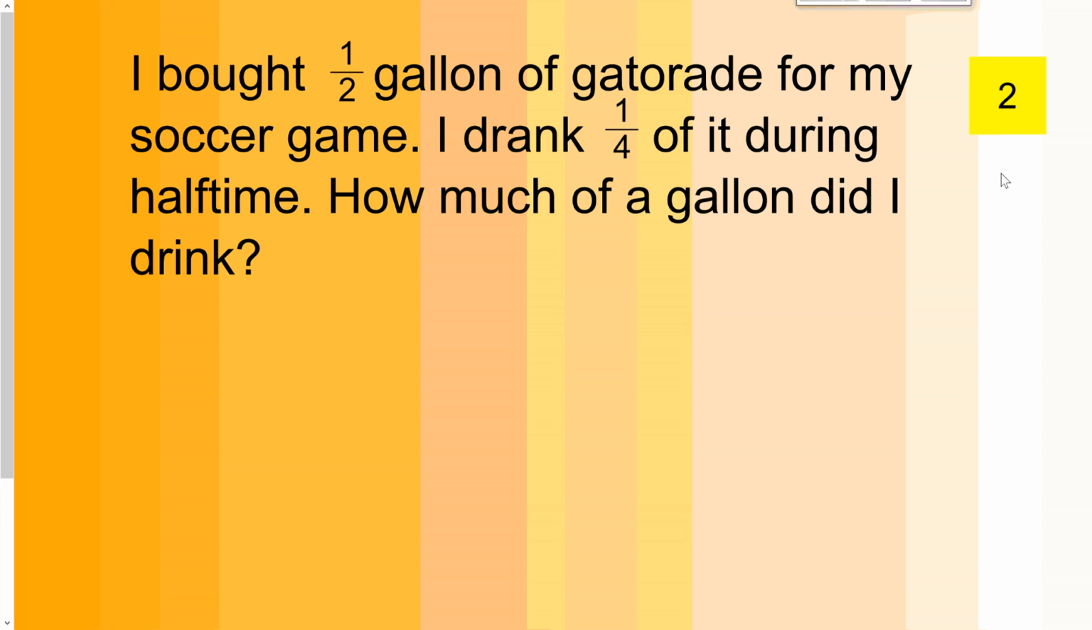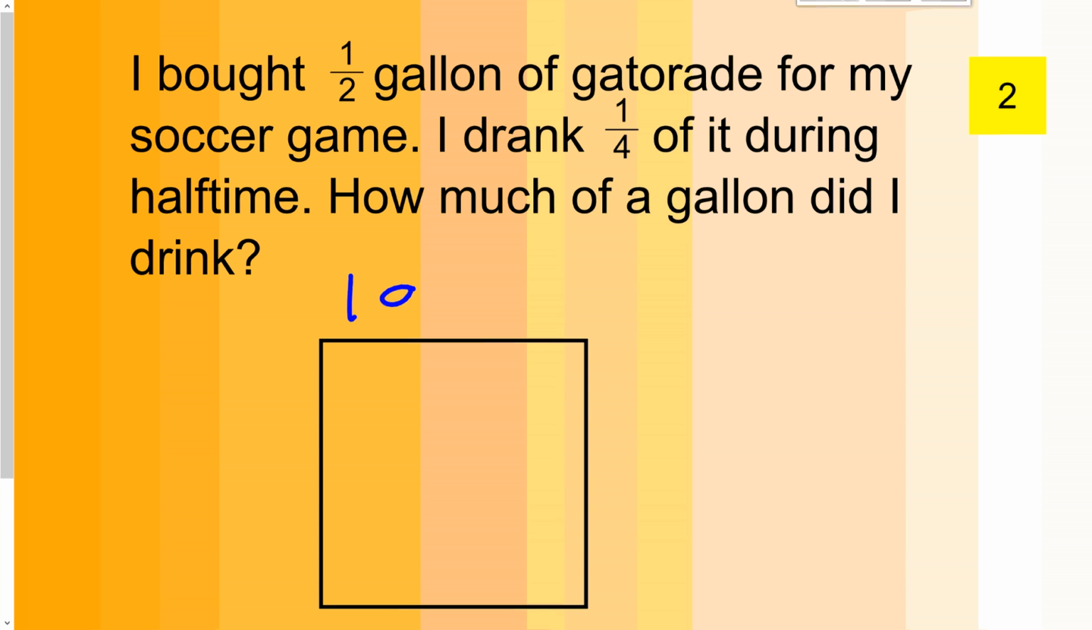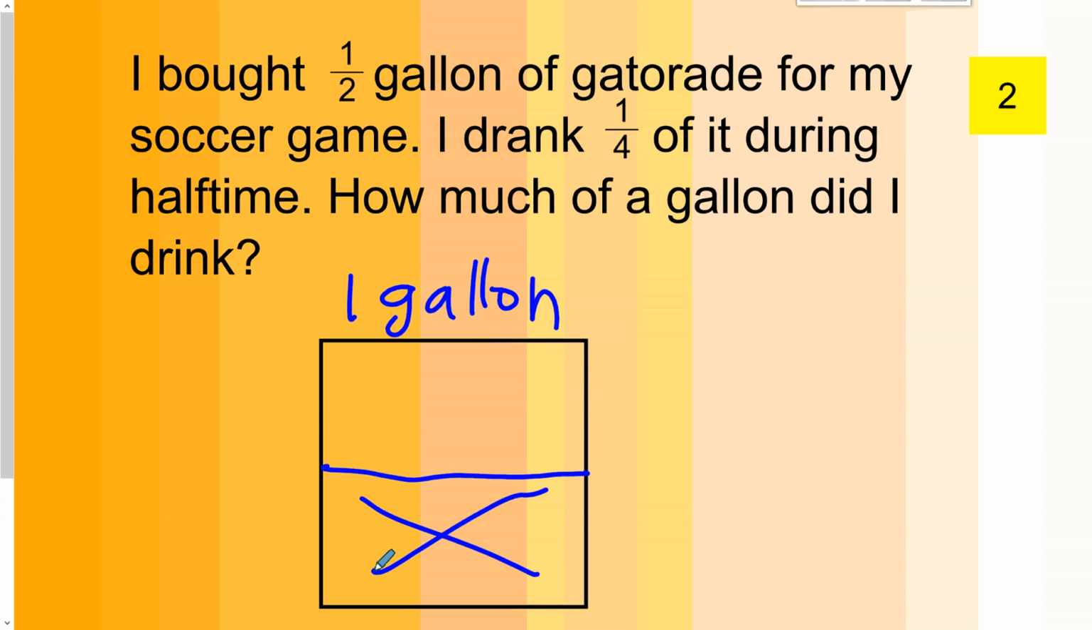Now let's look at a second strategy. For my second strategy, I'm going to try to draw a picture of what's going on here. So I know I have half a gallon, but when I'm dealing in fractions, what I really need to be thinking about is what my 1/2 is. So this is 1 gallon of Gatorade, but I only have half of it. So I'm going to cut this in half. I don't have this. I only have the top portion.